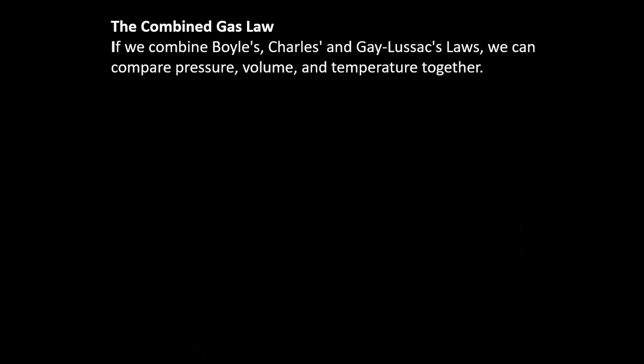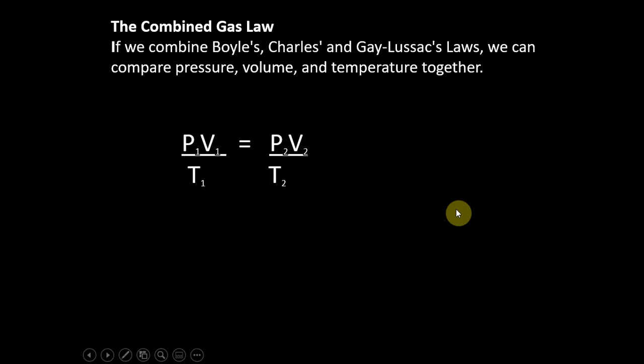So rather than just looking at two, keeping one constant, we can actually change all three of them at the same time and see what we get. So as a result, we simply get P1 V1 over T1 equals P2 V2 over T2. All right, and that allows us to look for any single one, knowing what happens to the other ones.